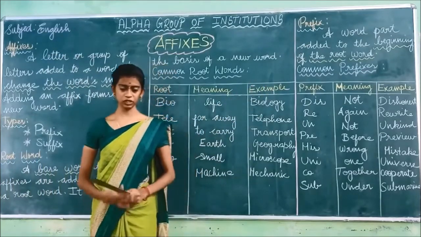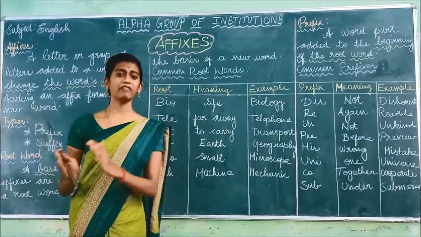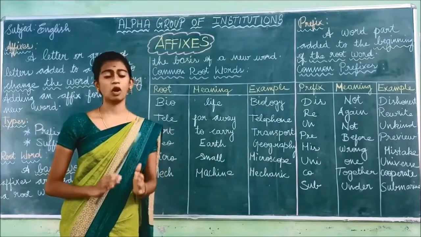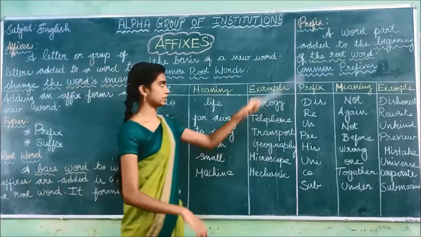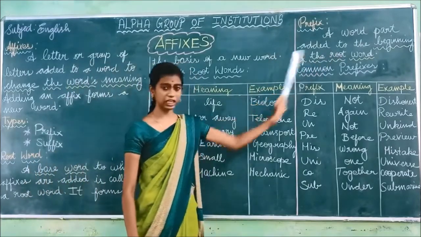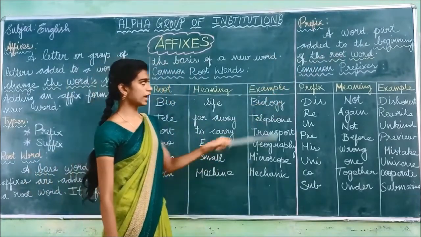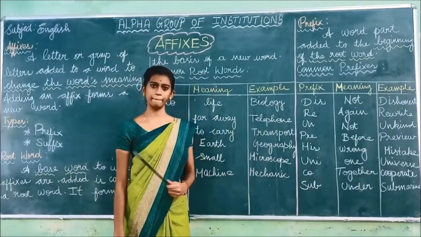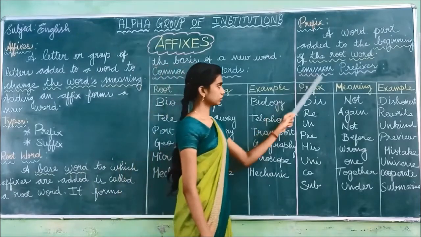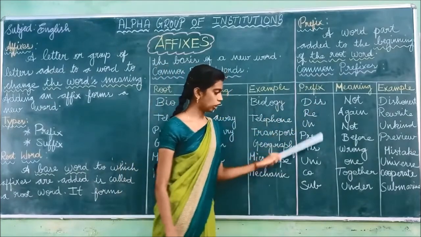Okay, so don't confuse. If there is a root word, you have to add a letter or a group of letters to the beginning of the root word, and that is known as the prefix. So we have to add at the beginning of the root word. I have written some common prefixes for you. Now let us see the meaning and the examples.